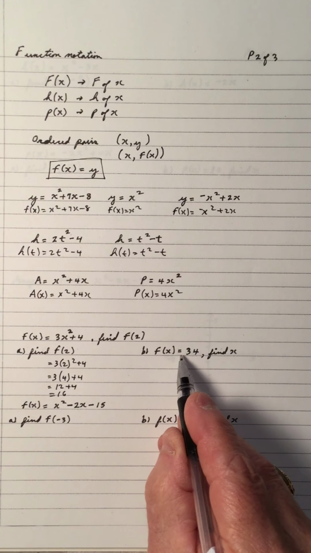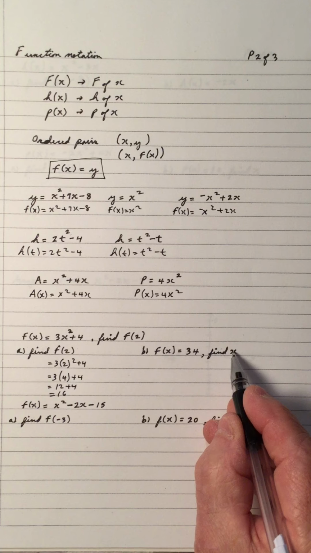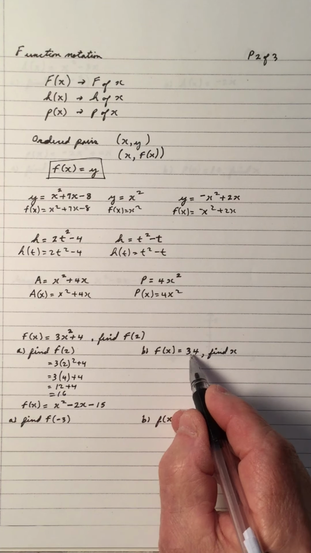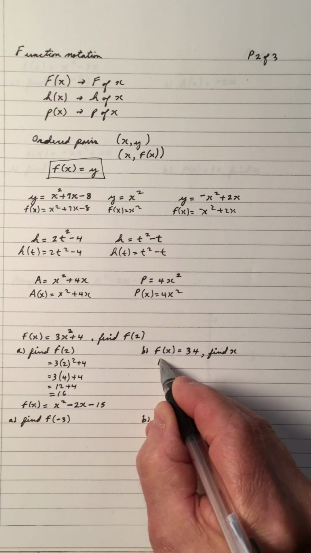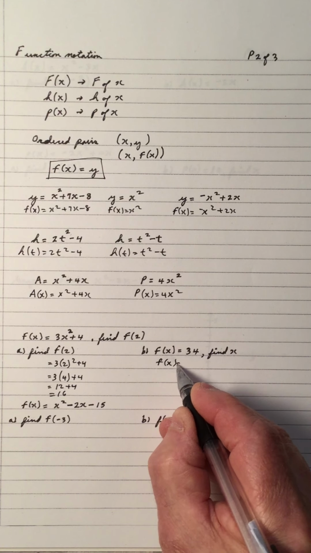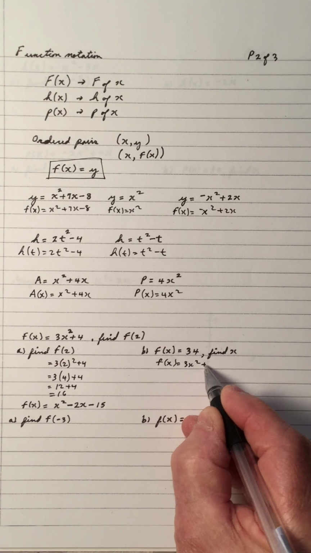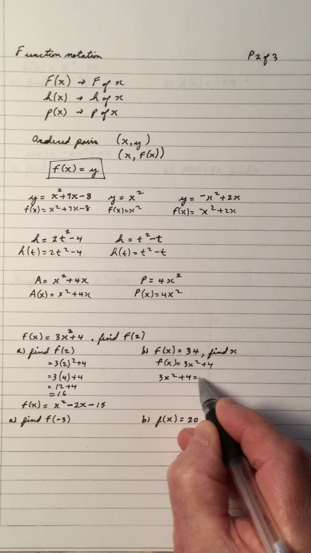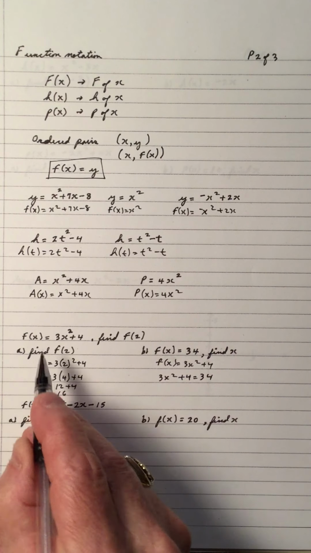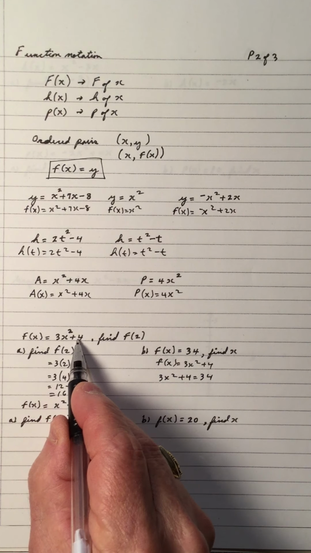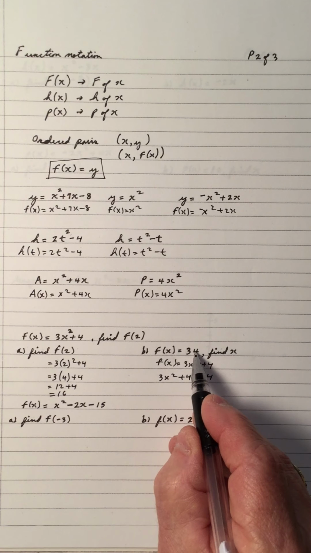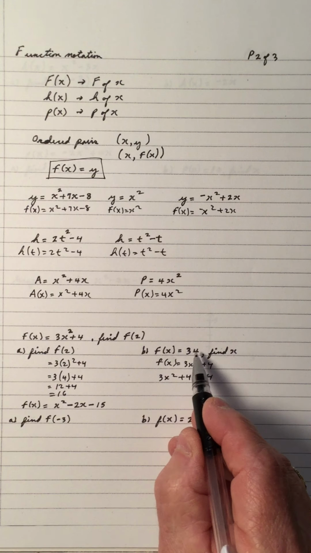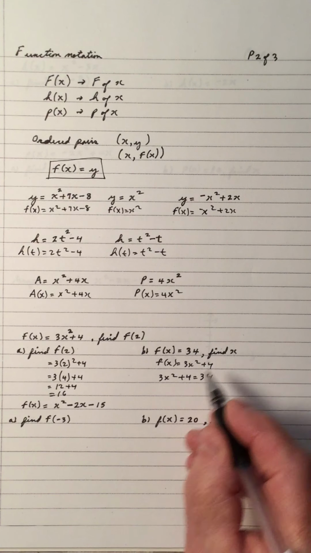The f of x equals 34. Find x. So notice now, this is not the f of x. We have the f of x is 34. So if the f of x is equal to 3x squared plus 4, that means that 3x squared plus 4 is equal to 34. That means that 3x squared plus 4 must equal 34. So we're going to solve this to find what x is.